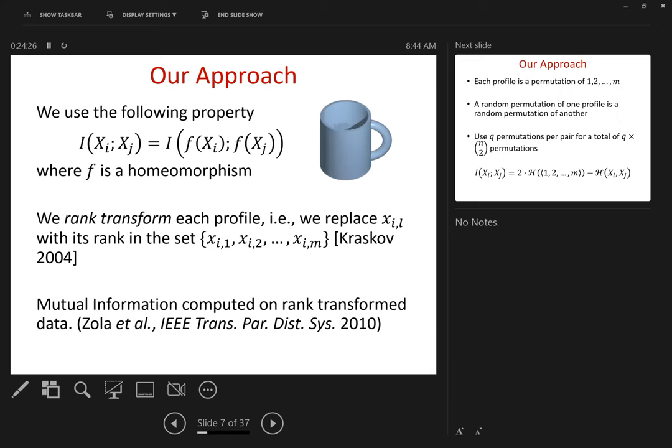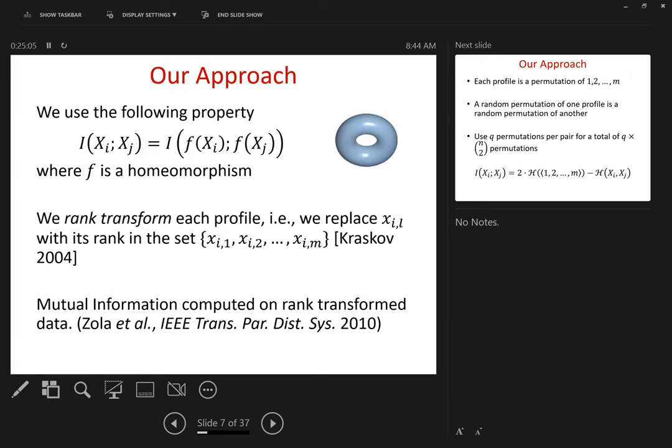So what we did was use a well-known property that mutual information is invariant under homeomorphism. The picture I'm showing you is a homeomorphic function. A homeomorphic function is a function between two topologies, right? In this case, I'm showing you a donut and a coffee cup, and you can see that one can be transformed into the other continuously. So what that means is that there is a function that maps a point in the donut to a point in the coffee cup. It's a homeomorphic function if it is a continuous function and also has an inverse, basically, right?